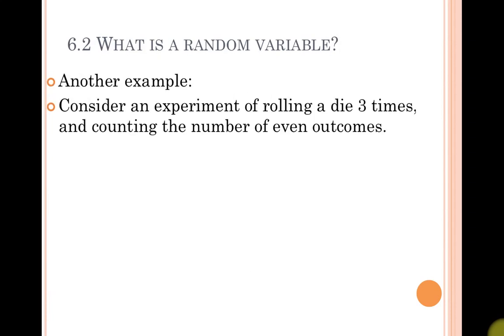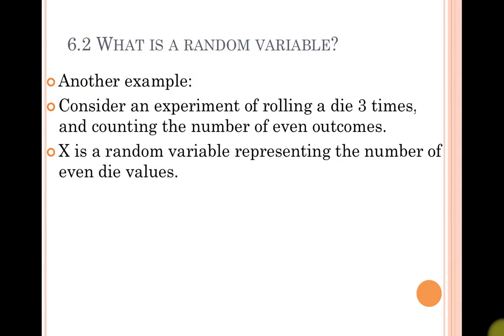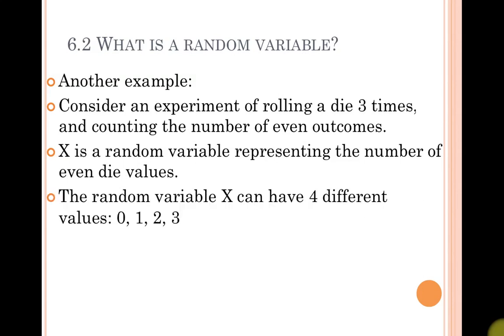Okay, let's try another one. Consider an example of rolling a die 3 times and counting the number of even outcomes. X is a random variable representing the number of even die values. The random variable x can have 4 different values: 0, 1, 2, and 3.